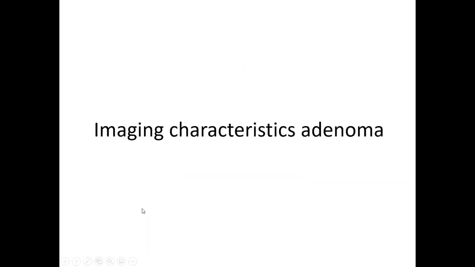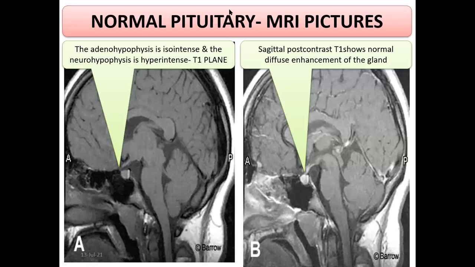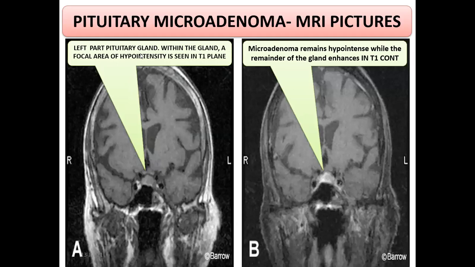Imaging characteristics of the adenoma. If you see a normal pituitary, the anterior pituitary is isointense and the posterior pituitary is slightly hyperintense. If you give gadolinium, both anterior and posterior pituitary are hyperintense, but the posterior pituitary is relatively more enhancing than the anterior pituitary. Pituitary microadenoma in the plain T1 sequence is hypointense, and even in contrast it looks a bit hypointense compared to the rest of the pituitary.